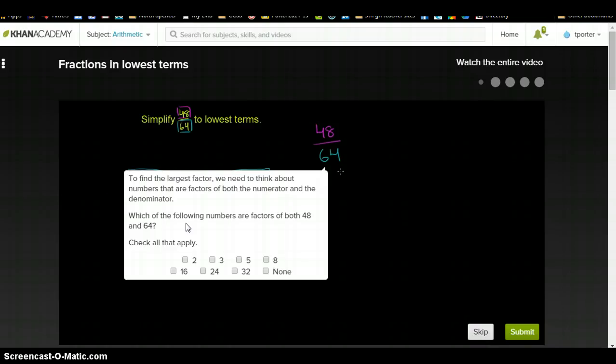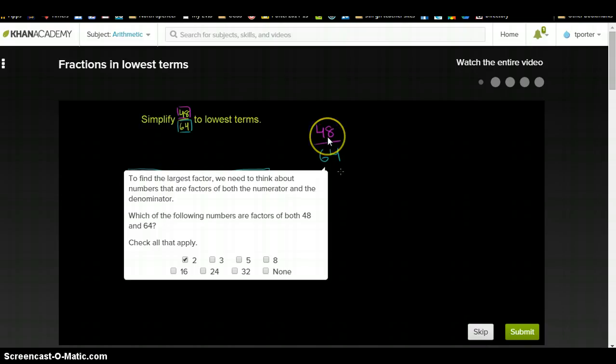Can you tell by looking at them that 2 is? Yeah. How do we know that? Haley, how do we know that? They're both even. Good. What about 3? How can we tell real quick if 3 is a factor of both? Ethan? Division? What do you mean? Well, actually, there's a simpler way. What's the divisibility rule for 3?